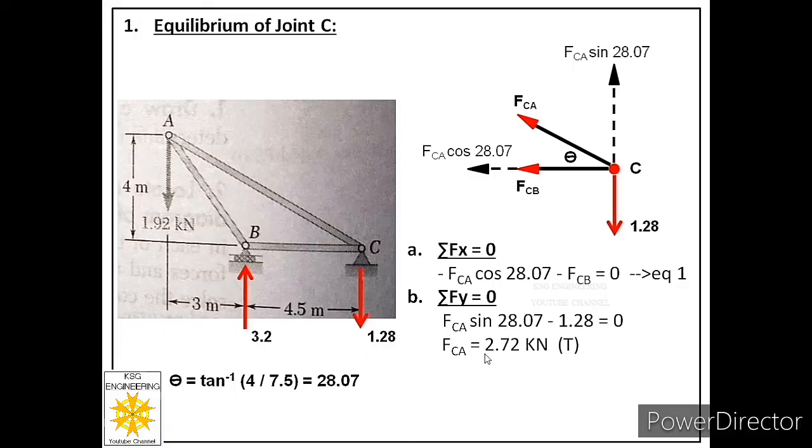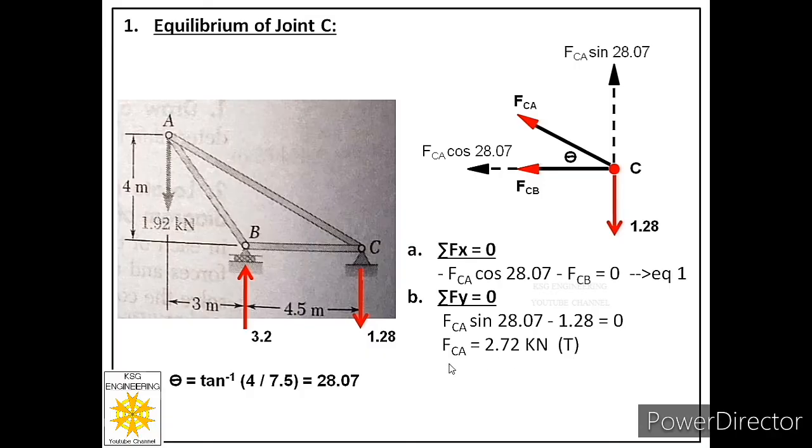And we got a positive value. So what is the meaning of a positive value? That the direction which we considered for FCA at the start is the correct direction. We considered tensile nature. So we got a positive sign, it means it is a tensile force. That assumption is correct. So next to the answer we have written letter T. T stands for tensile force.